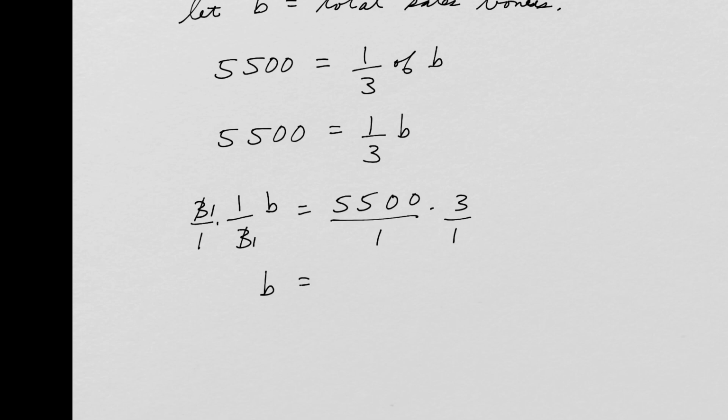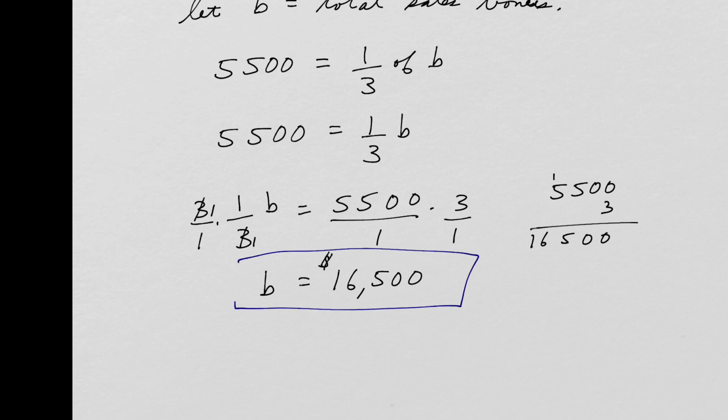And on the right-hand side, I have to multiply this out. Well, this is really just 5,500 times 3. So this is 0, 0, 15, carry the 1, 15, 16. So it looks like it's going to be $16,500. So that was the original sales bonus. And then 1/3 of that was the 5,500 that was invested in the stock market.